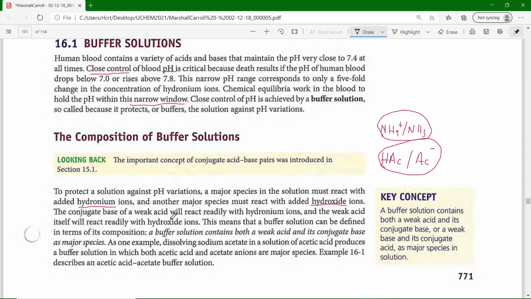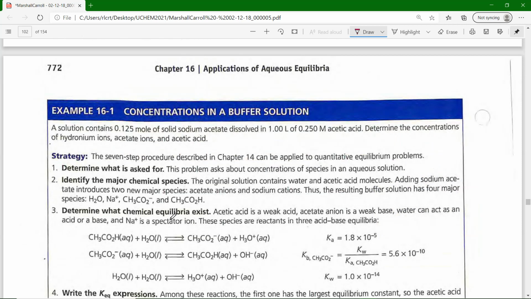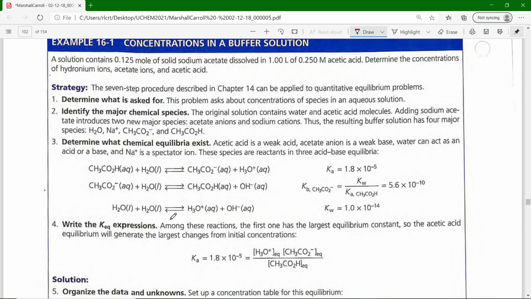And so here we have example 16.1. A solution contains 0.125 moles of solid sodium acetate dissolved in 1 liter of 0.25 molar acetic acid. Determine the concentrations of everything. So let's jump straight down to what's important. And oh, someone's fixing something in the house. That's just great.